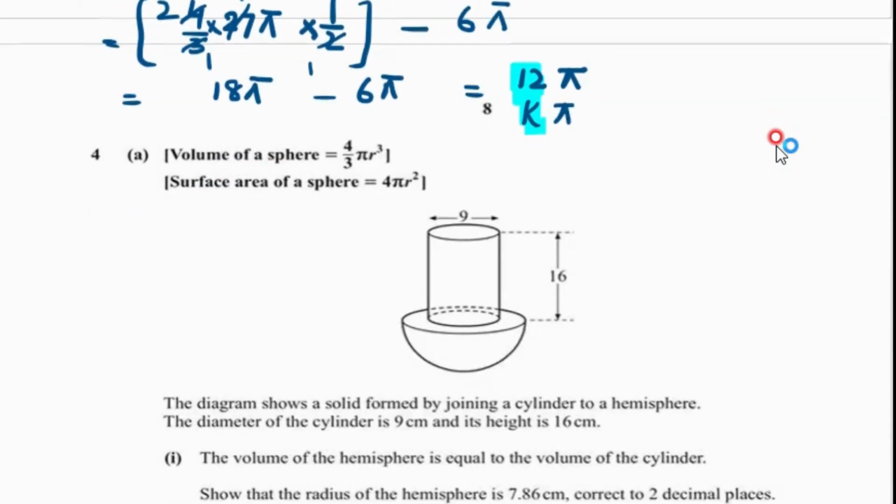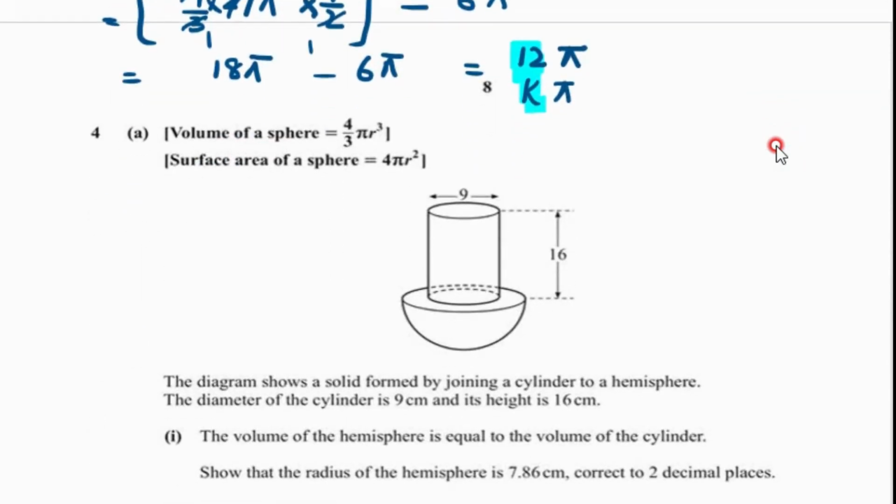Okay, there is one more question. Very easy. Read it carefully. The question says, the diagram shows a solid formed by joining a cylinder, yes, a cylinder, to a hemisphere. Yes, there is a hemisphere too. Here it is. And the diameter of the cylinder is 9 centimeter. It's mentioned in the question statement, and the height is already mentioned in the question statement, that is 16 centimeter.